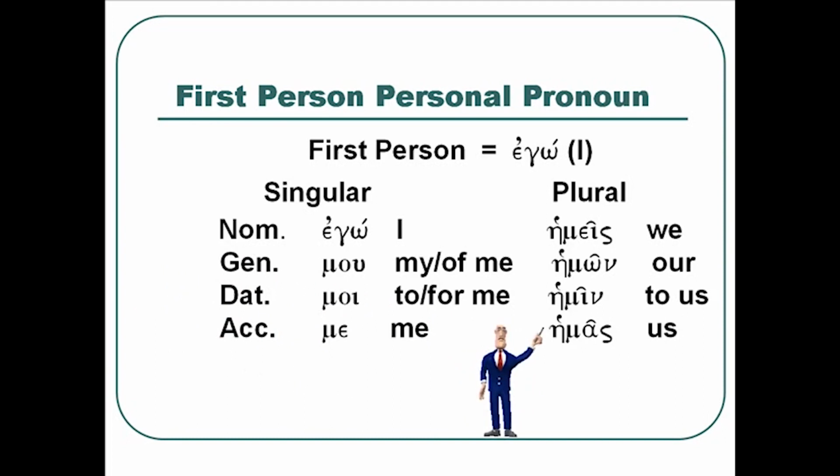Now in the plural, there's a change of form. And so we've got hemes being the plural we, first person plural we, hemon being the first person plural genitive, our, hemin meaning to, by, for, with, at us, the dative plural, and hemas meaning us in the accusative. So this is our first person plural pronoun, and it'll be used quite frequently.